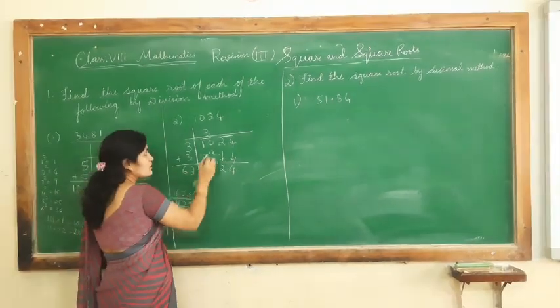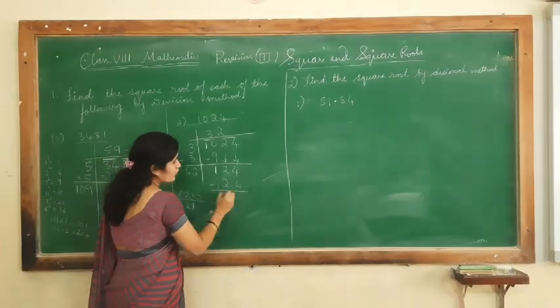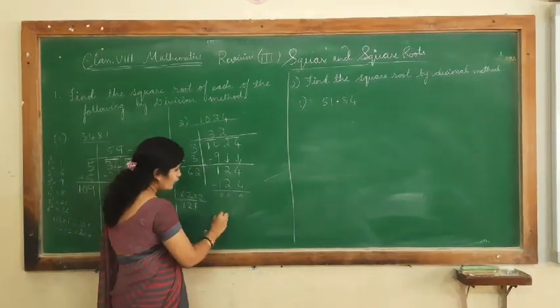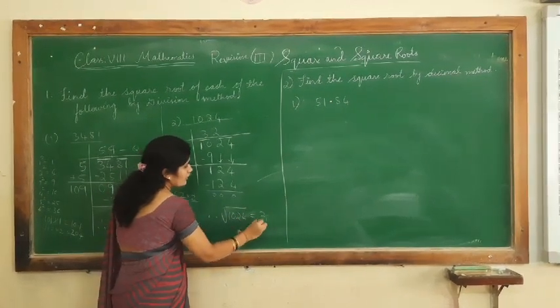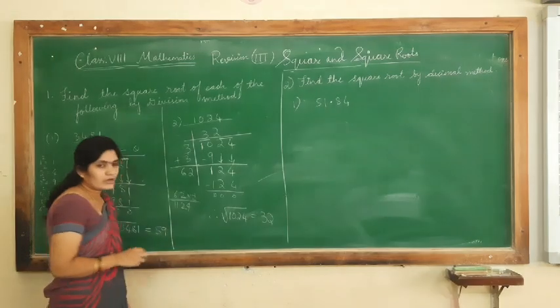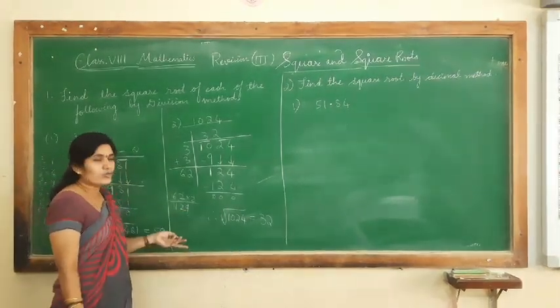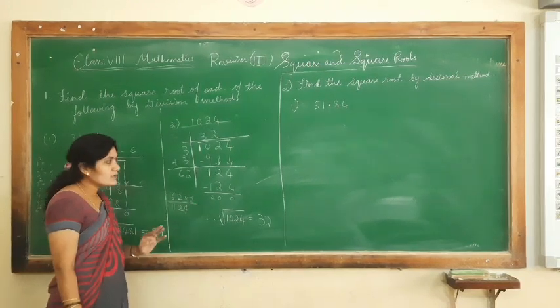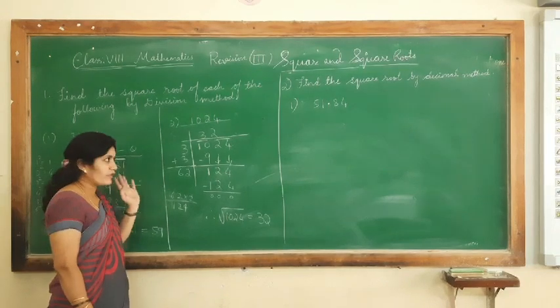124. So 62 twos are 124. So I got 0 in the remainder. Therefore, square root of 1024 is 32. And you might get a question: if any remainder remains, what should I do? If any remainder remains, in this format you can clearly say that the given number is not a perfect square.